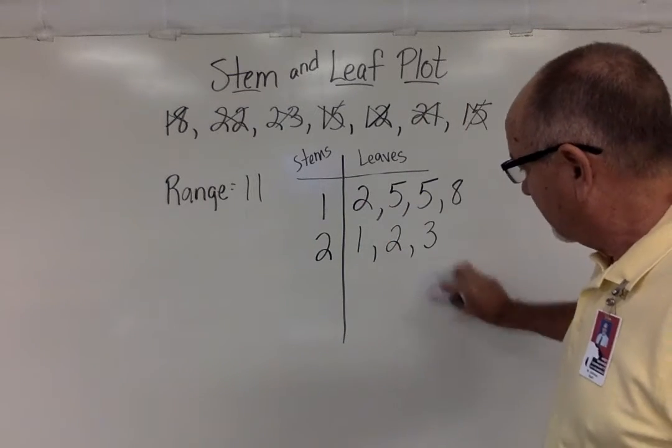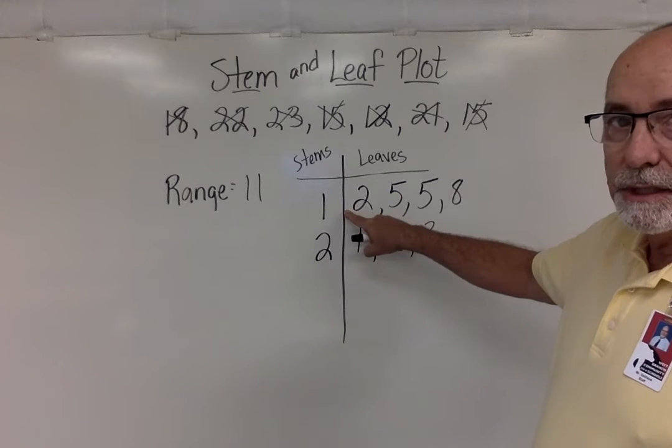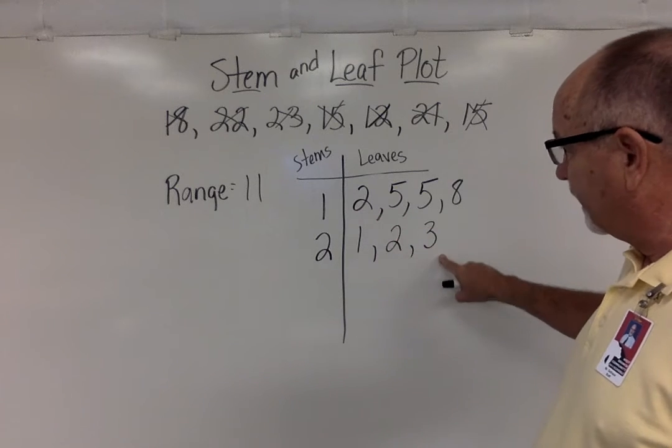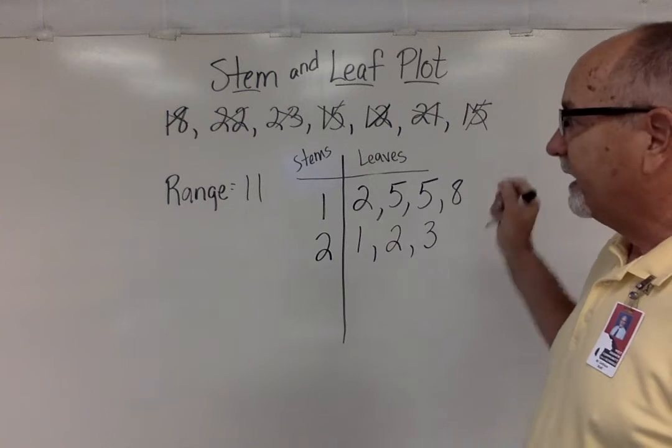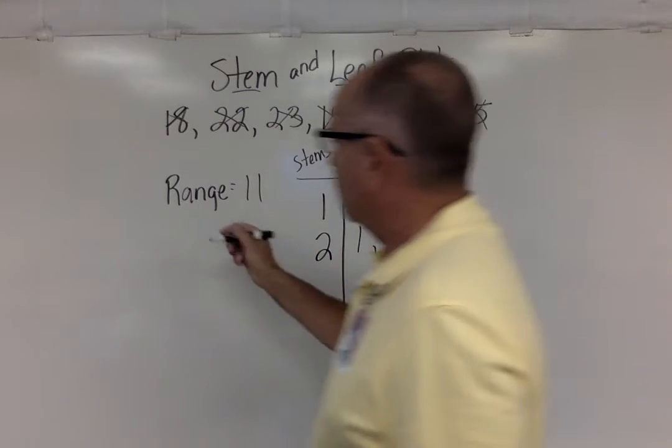And again, where's my least value? Always the upper left-hand corner. What's my greatest value? Should be the lower right-hand corner. I subtract them to find range. What's my mode?